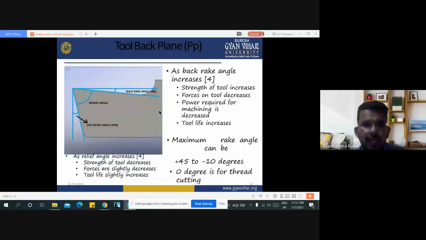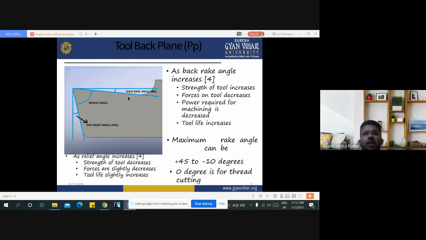Here is the back rake angle. One point of the back rake angle is associated with the nose radius. This is the end relief angle. The tool life is also dependent on the back rake angle and our cutting speed. The nature of chip formation also depends on the back rake angle.